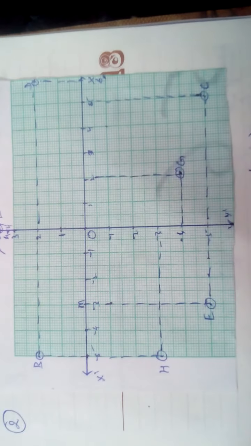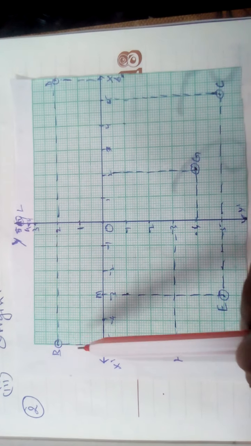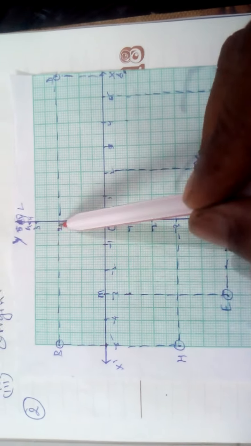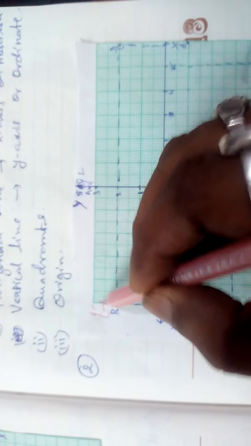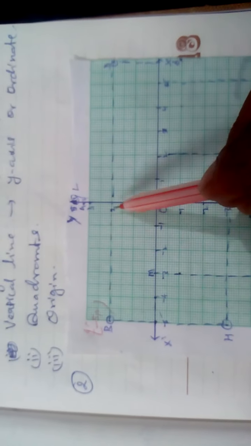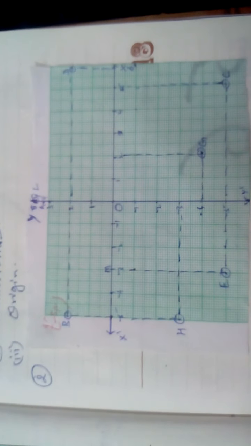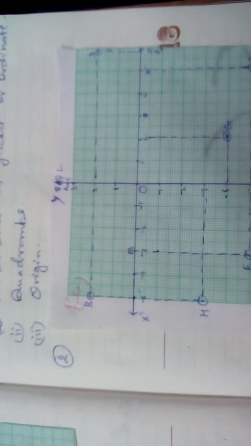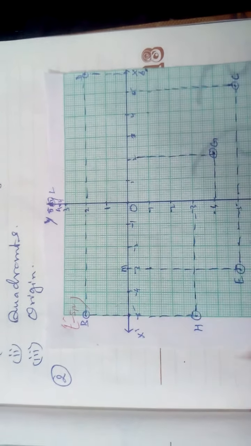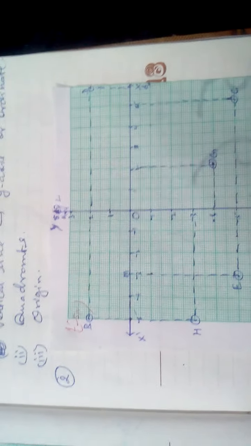The first question is given: the ordinate of B. Ordinate means value of y. So the value of y is this. The coordinate of B is minus 5 comma 2, which gives you the ordinate 2. If the ordinate is asked, then you only write 2. If the coordinate is asked, then you write x comma y, minus 5 comma 2.